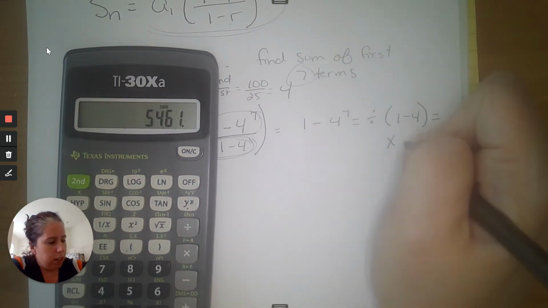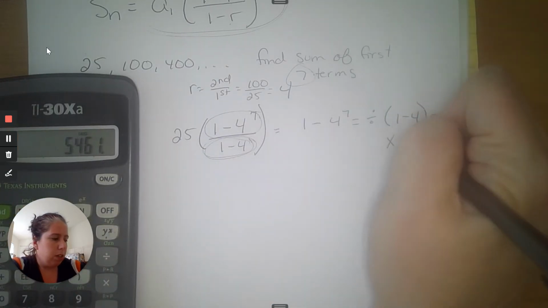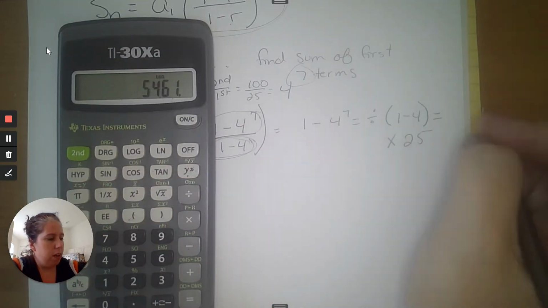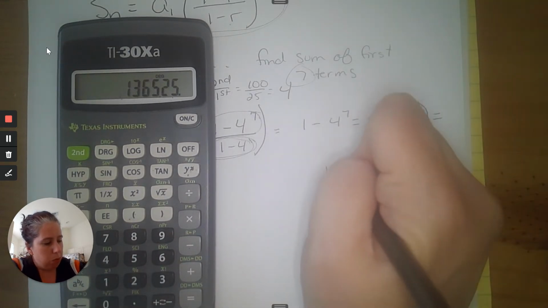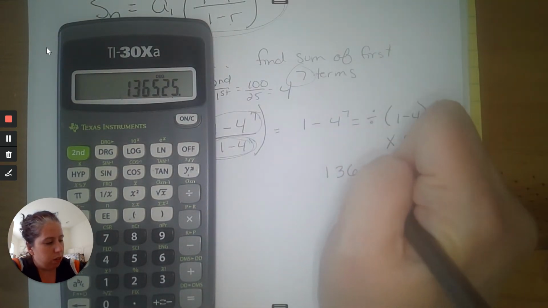Okay, once you get that, then you're going to times it by the number on the outside. So in this case, 25. Okay, and then hit equals. So times 25 equals. So my answer is going to be 136,525.